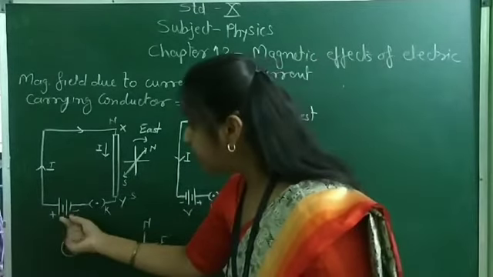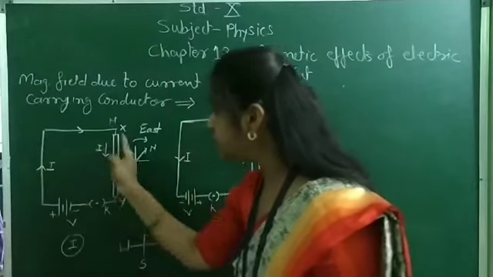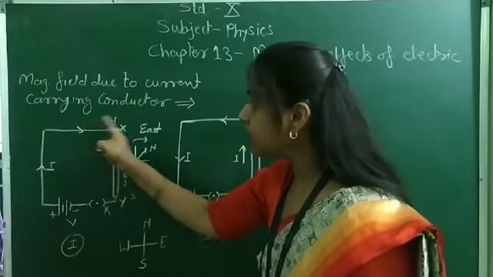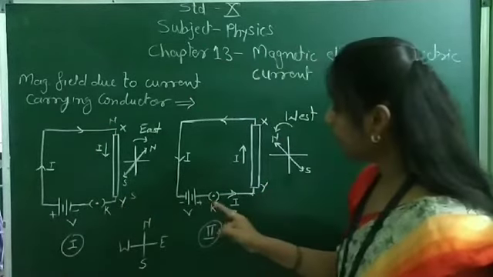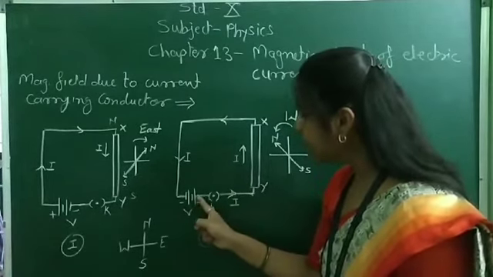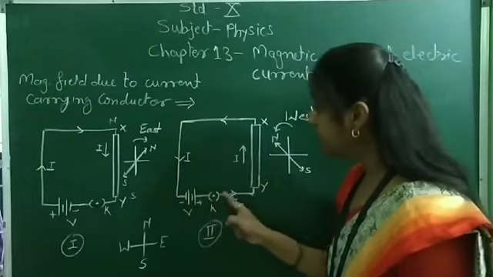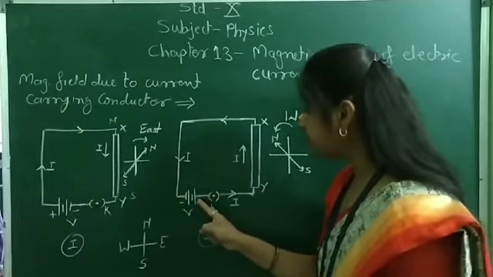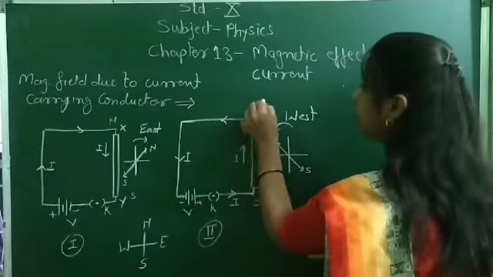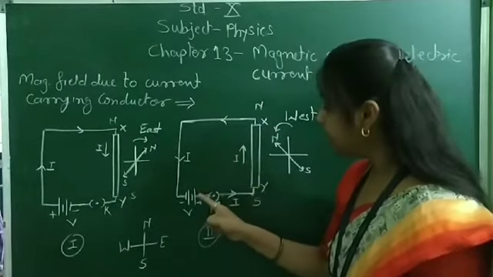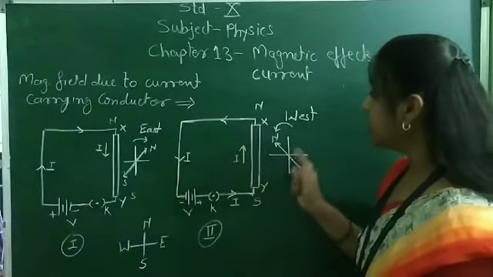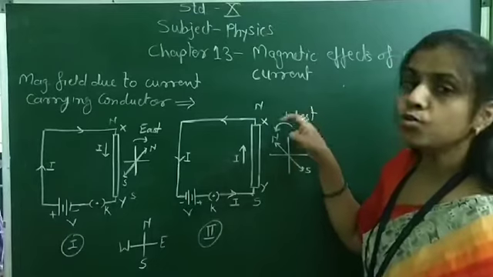Here the battery is like this, and therefore the current flows from positive to negative. In the first diagram the current flows from north to south. Now in the second diagram, the direction of the battery gets changed, and therefore the direction of the electric current is from south to north. So in the second diagram, the direction of the current gets changed, and as soon as we change the direction of the current, the compass needle is deflected towards west.